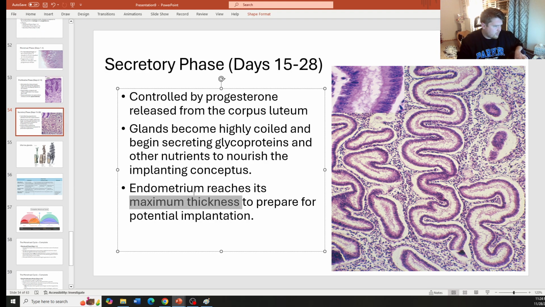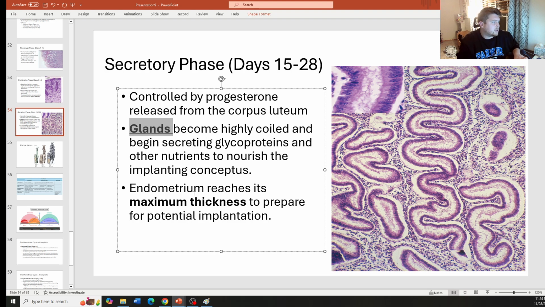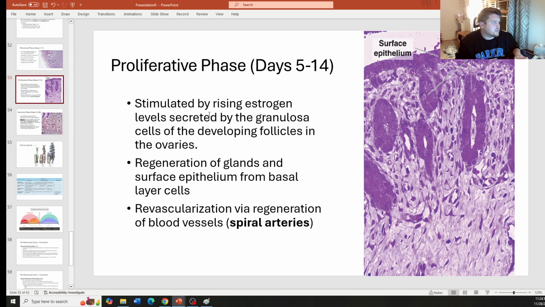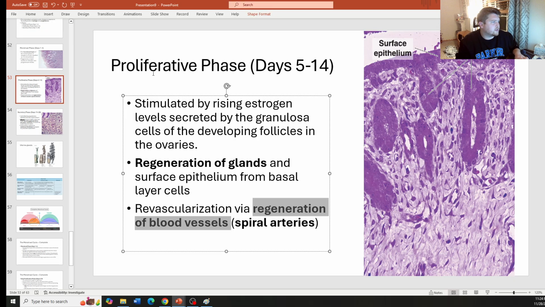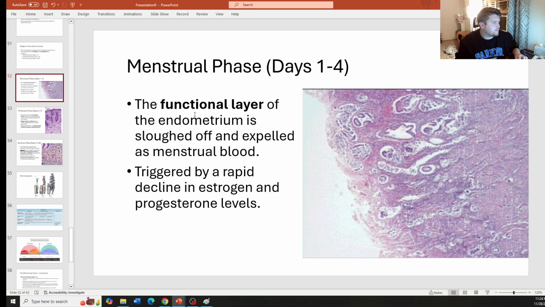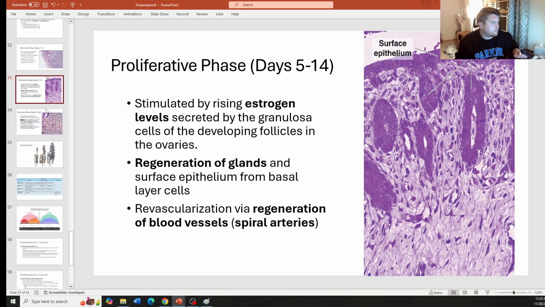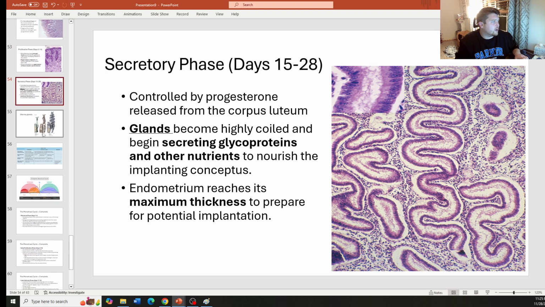Things we want to remember: this is when it's maximum thickness. You have the glands, and they are secreting the glycoproteins and nutrients. Also, regeneration of glands and regeneration of blood vessels, stimulated by the estrogen levels. Those are the main key points that we want to remember here.